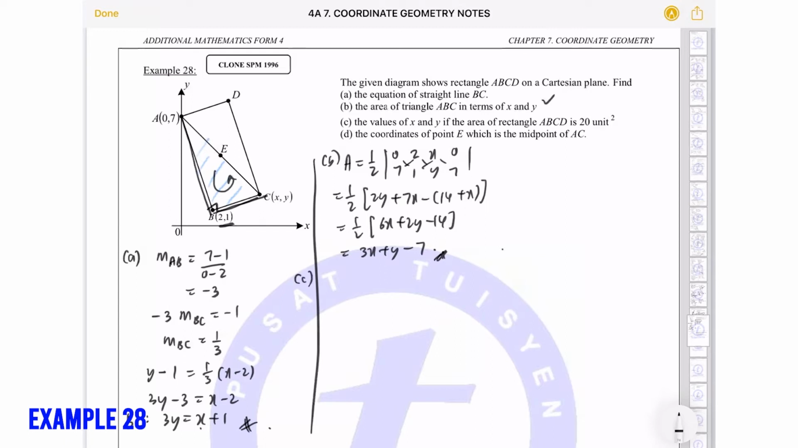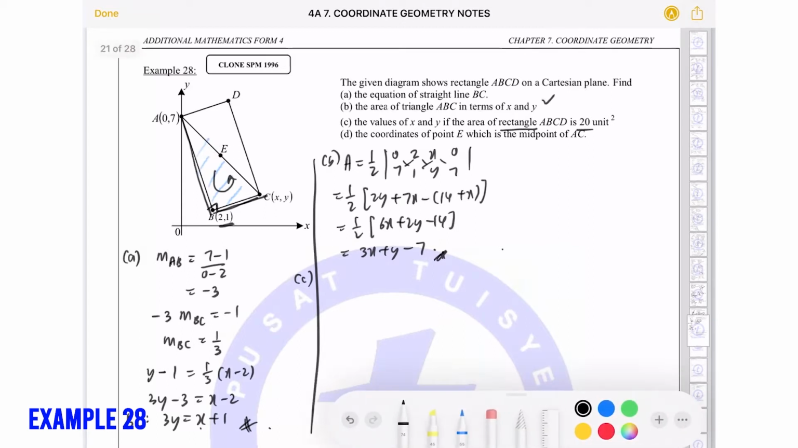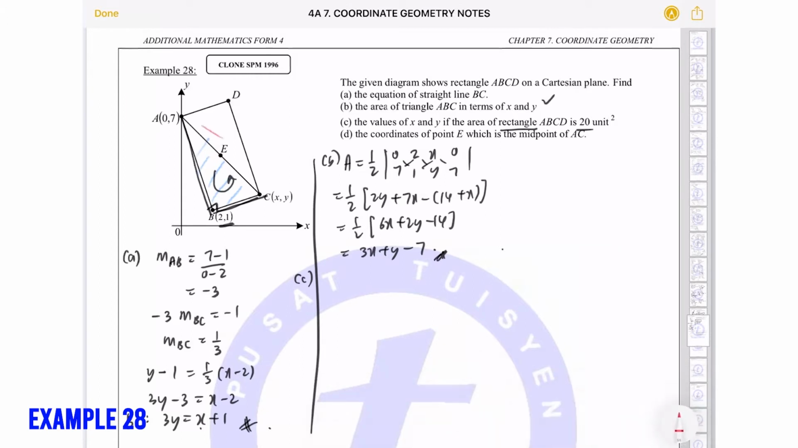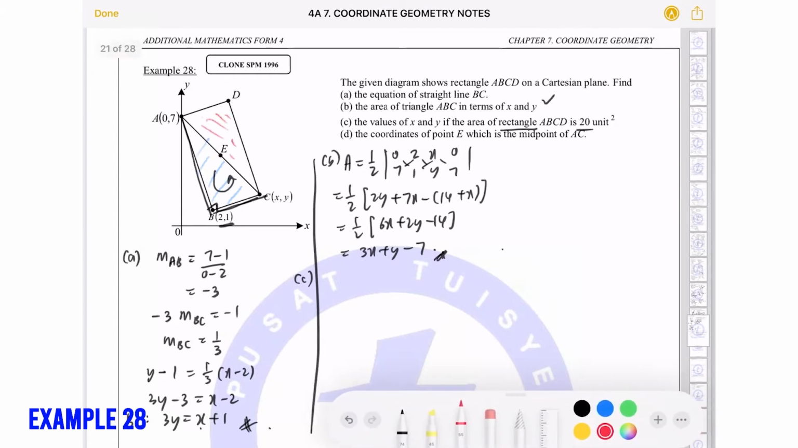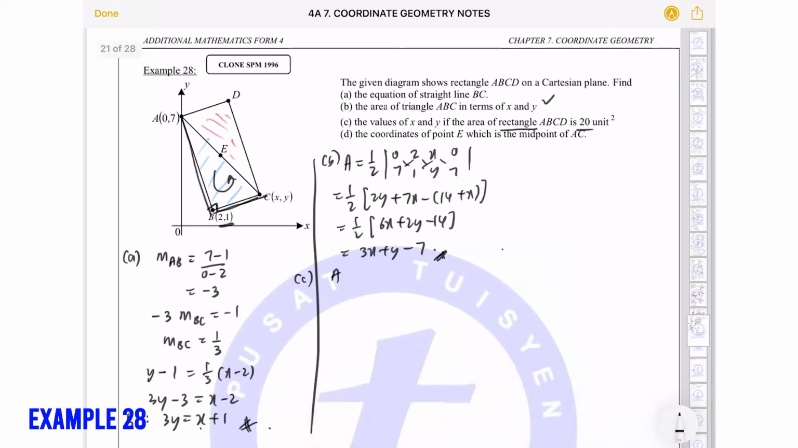Find the value of x and y if the area of the rectangle is 20. Be careful, this is not triangle, it is rectangle. Now we know the rectangle is double the area of the triangle. Maybe I highlighted for you. This is maybe half of it, right? It's double. So if your area of rectangle is 20, area of triangle should be half of 20, which is just 10. So we can straight away say 3x plus y minus 7 is 10. Here we may make y the subject. Y is now 17 minus 3x.